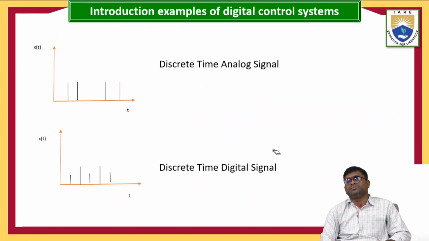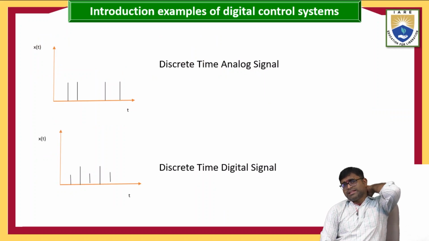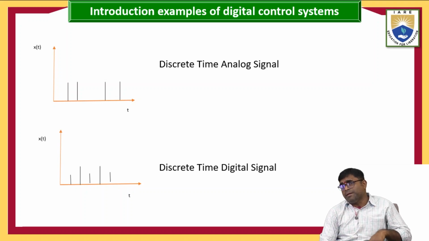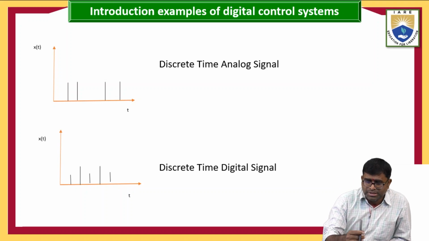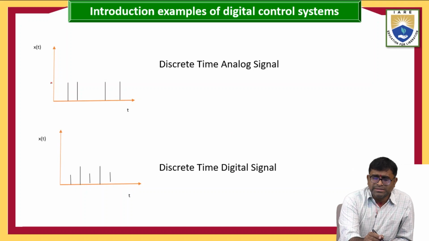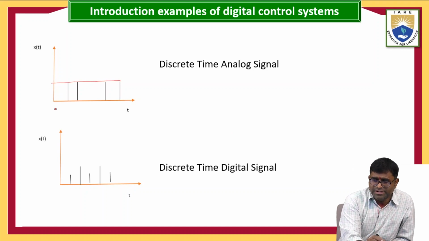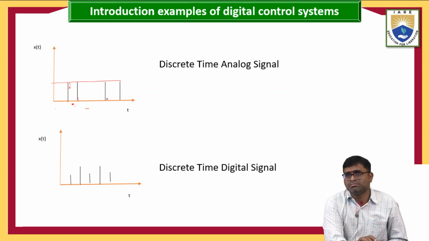Discrete time analog signal. See the diagram waveform. Discrete time analog signal, and the next one is discrete time digital signal. Here, in the discrete time analog signal, the magnitude has the same constant value, with on-off positions. At the time of the on position, sampling takes place with the highest value. After that, it is again 0, then again some value, again 0, some value, 0, like this.